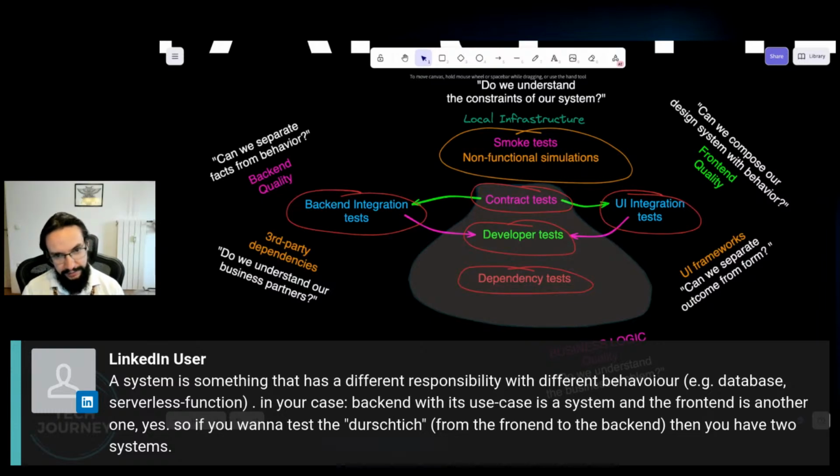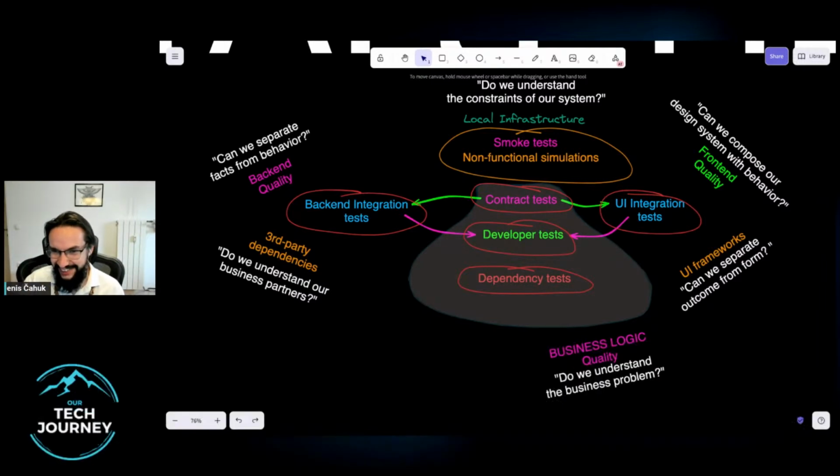Is that an S? Okay. From the front end to the back end, then you have two systems. I don't know that. I know it's German, but I don't recognize that word. Is it misspelled, perhaps? Pass-through? Is that what it means? Like the pass-through, like the integration? Do let me know how you translate that. Thank you. Thank you for the explanation.